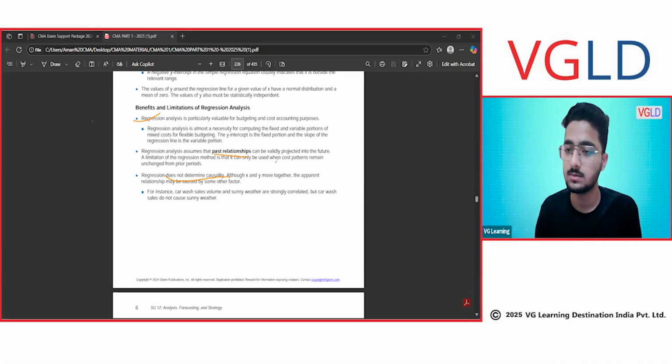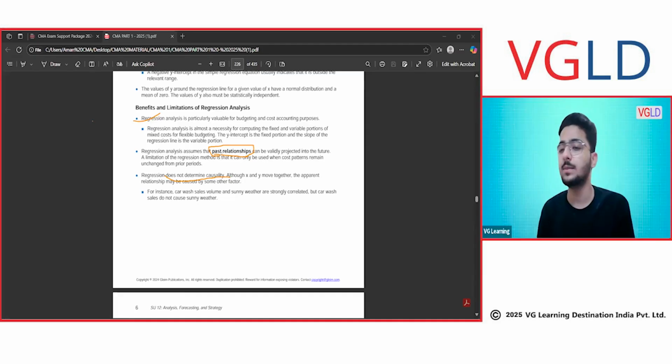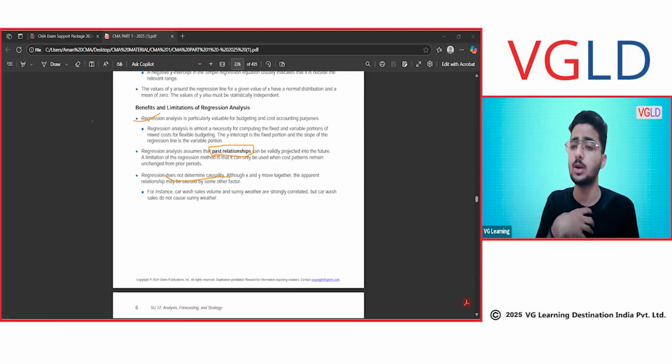Yes, Pushparaj? So you said the benefit of regression analysis is to compute the fixed portion also. I understand the variable portion, but how are we computing the fixed portion? We are able to know what our fixed factor is and what our variable factor is. In the advertising and sales example that we did, I was able to know this will be my fixed sales, no matter whether I do the advertising or not. And I know if I do advertising of $1, I might get this much sales.